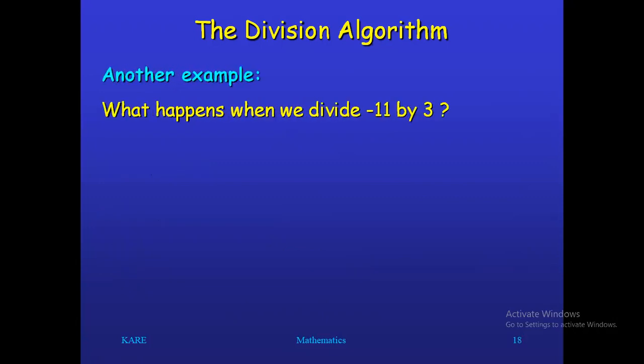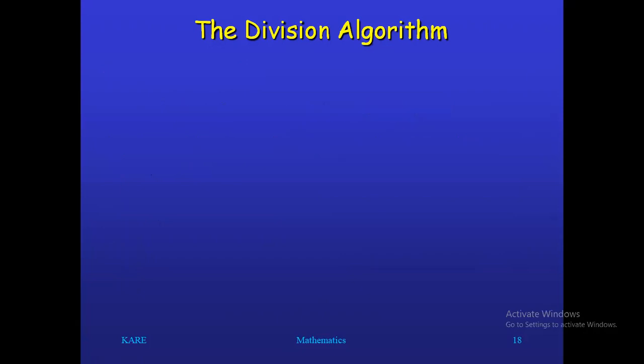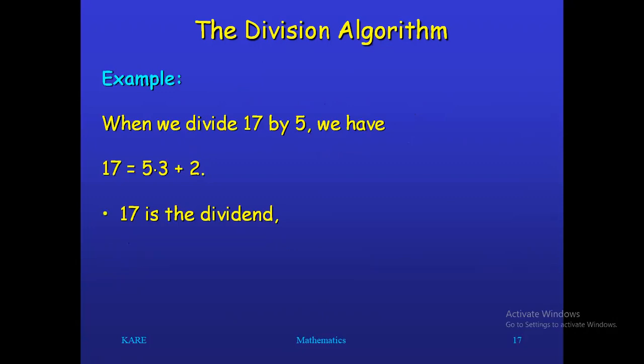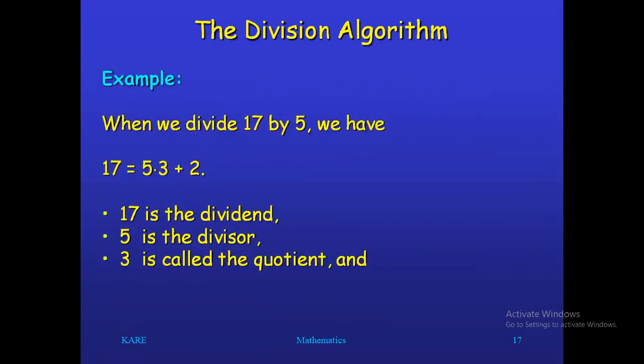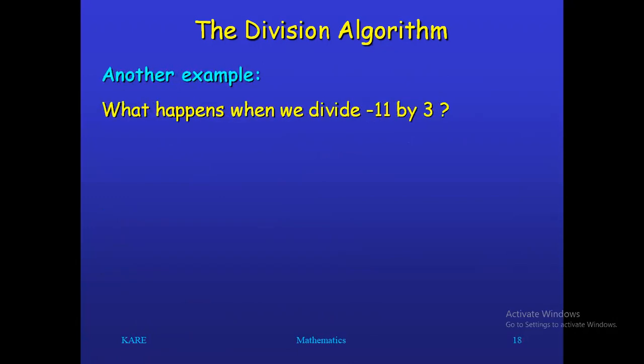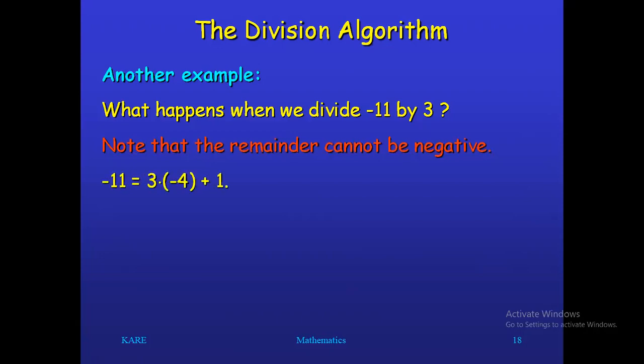Another example: what happens when we divide minus 11 by 3? Note that the remainder cannot be negative, because as we have seen previously, there are unique integers q and r with r greater than or equal to 0 and less than d. The condition is given here. So minus 11 is equal to 3 into minus 4 plus 1.